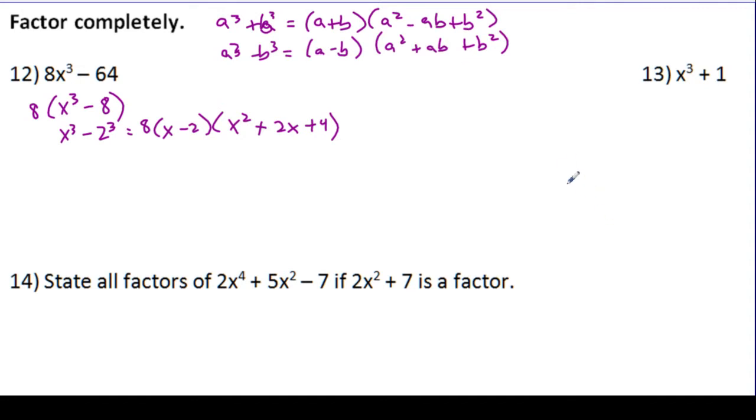The second one is the same thing, except it's going to use the first formula instead, and that's because we have a plus sign up there. So I'm going to say this is really x cubed plus 1 cubed. And I can rewrite this as x plus 1, and x squared minus 1x, I'll just write as x. And when I square 1, I also get a 1. So it's going to look exactly like that.